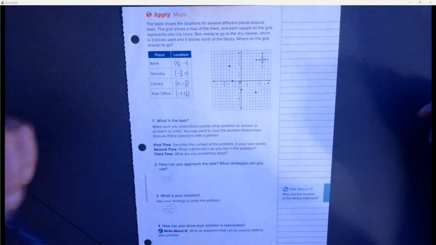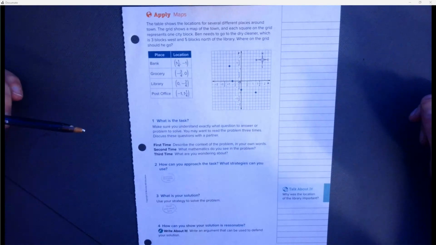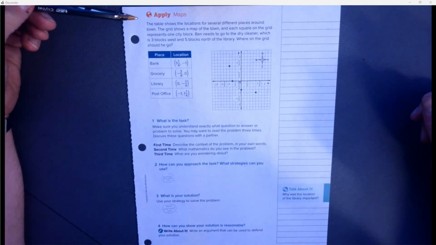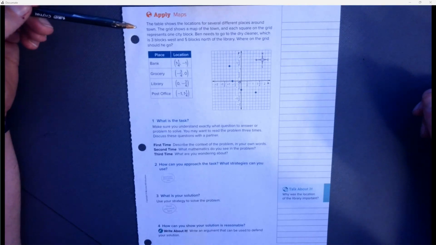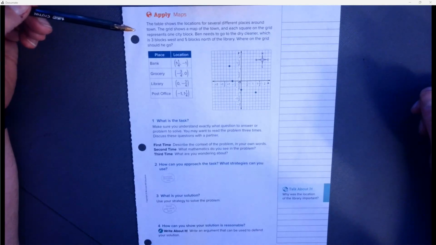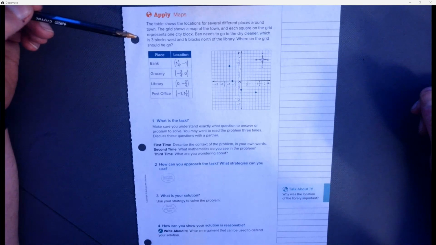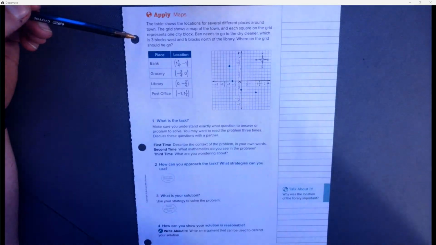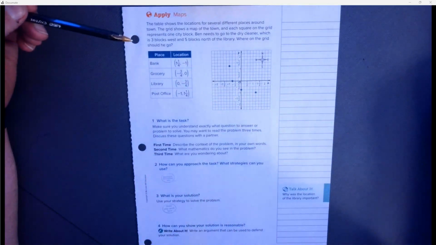Now let's take what we've learned so far about the coordinate plane and apply it to a real-world scenario. The apply problem states the table shows the locations for several different places around the town. The grid shows a map of the town, and each square on the grid represents one city block. Ben needs to go to the dry cleaner, which is 3 blocks west and 5 blocks north of the library. Where on the grid should he go?